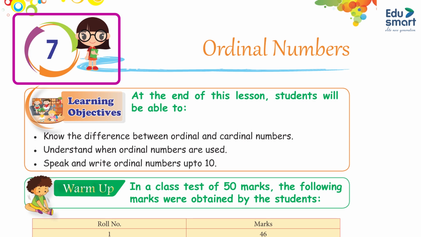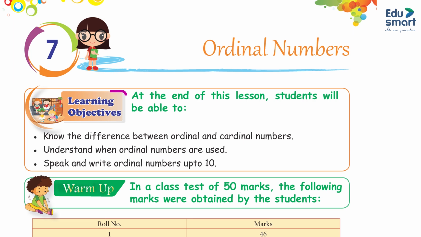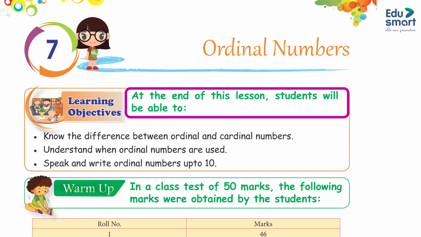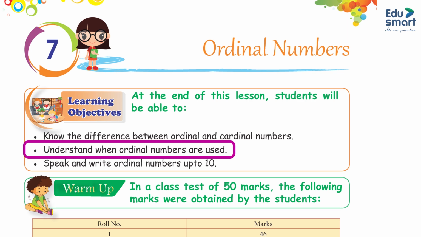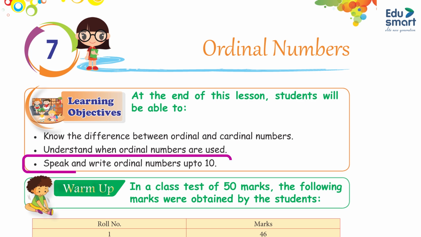Chapter 7 Ordinal Numbers. Learning Objective: at the end of this lesson, students will be able to know the difference between ordinal and cardinal numbers, understand when ordinal numbers are used, and speak and write ordinal numbers up to 10.